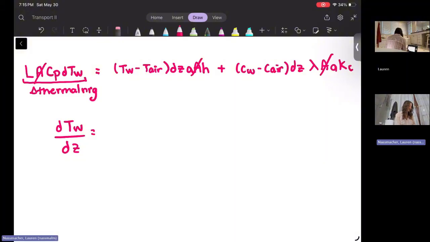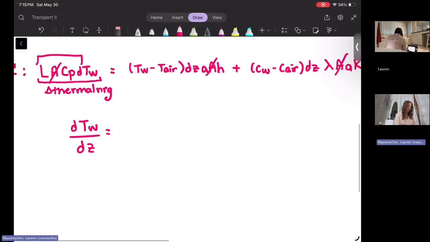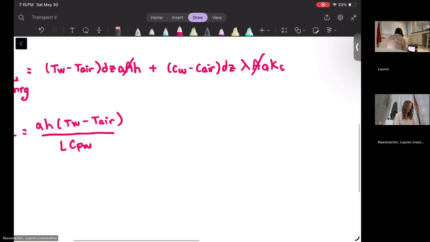And then divide this whole section over and divide by our DCs. So these DCs will go over to the other side. So that stays, and then we have the temperature of water, temperature of air, over LCP for water, plus sigma transfer.